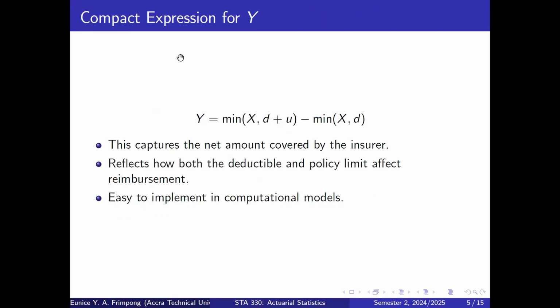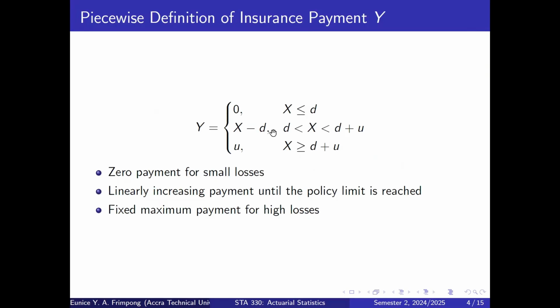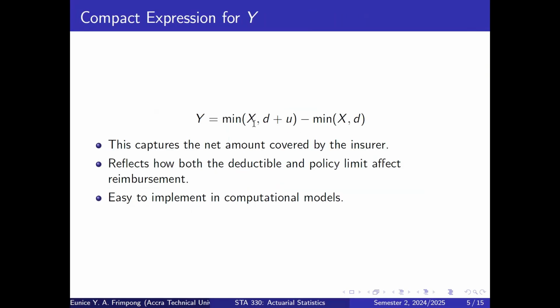Now, we can also write the insurance payments using a compact expression. Y equals the minimum of X and D plus U, minus the minimum of X and D. This formula is elegant and useful, especially in computational models, because it automatically captures all three cases. And it clearly shows how both the deductible and the policy limit affect the final payments. So you can think about this and reason through it. This is our focus, but it is very appealing when you are using it for computational purposes.